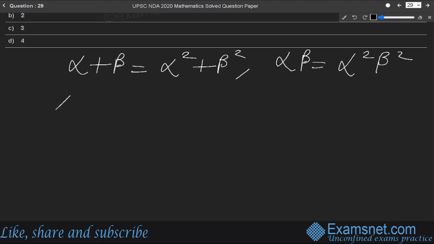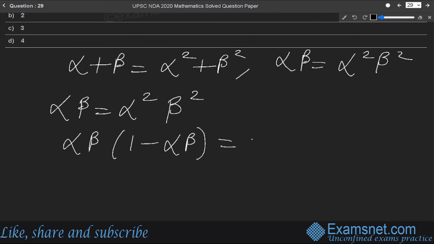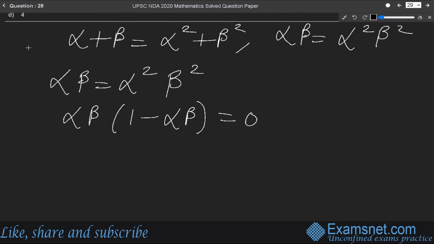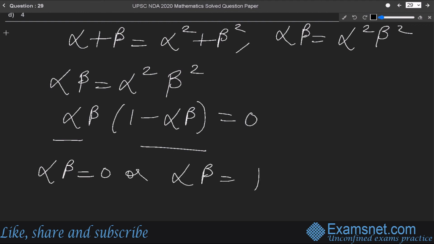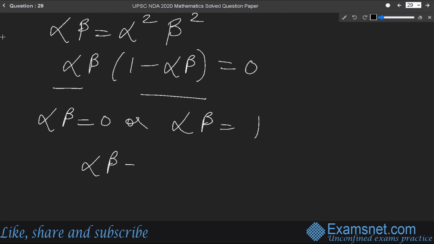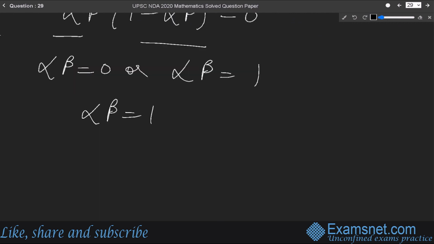Now let us look at the relation alpha into beta is equal to alpha square into beta square. It can also be written as alpha beta (1 minus alpha beta) is equal to 0. Now since this product is equal to 0, alpha beta will be 0 or alpha beta will be 1. So when alpha beta is 1, then the value of alpha is 1 upon beta. Or similarly you can do for beta also. Beta will be 1 upon alpha.